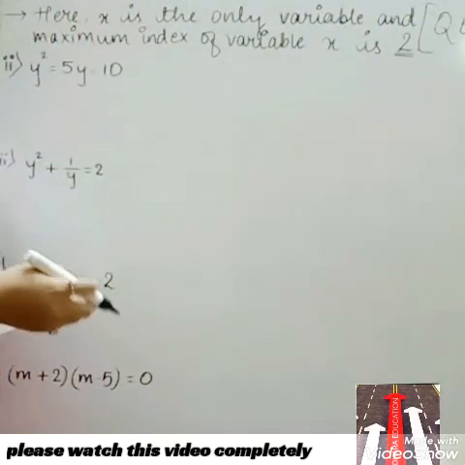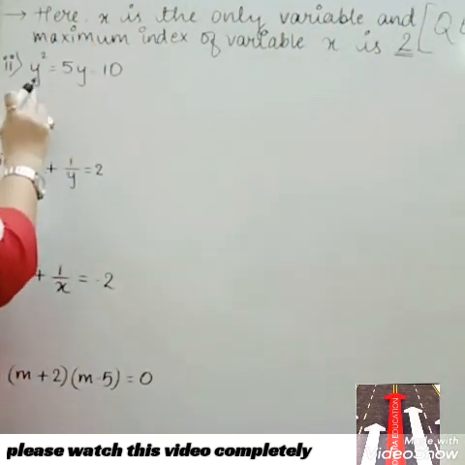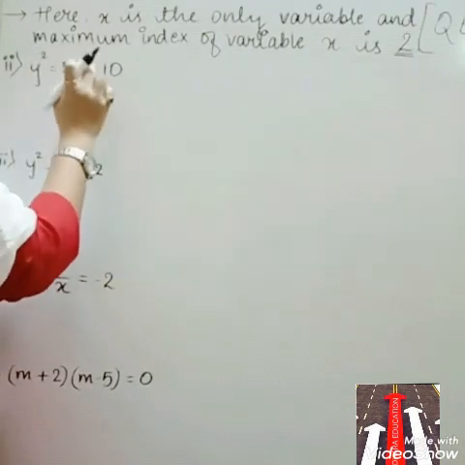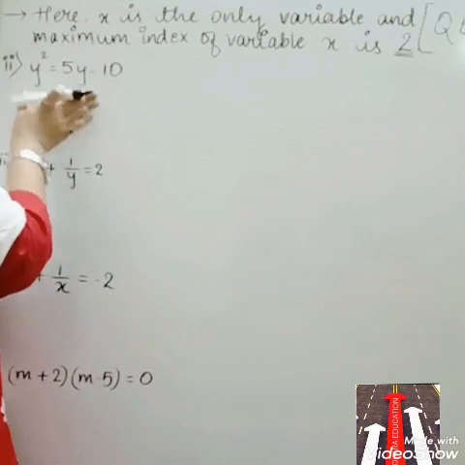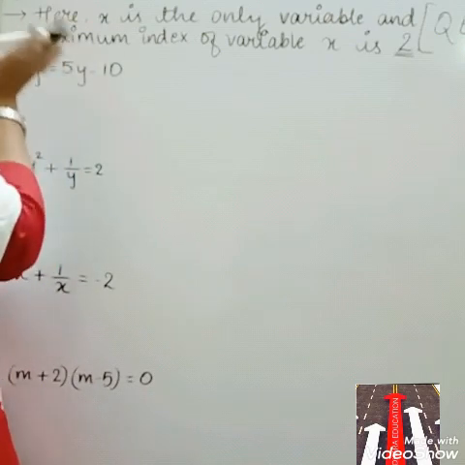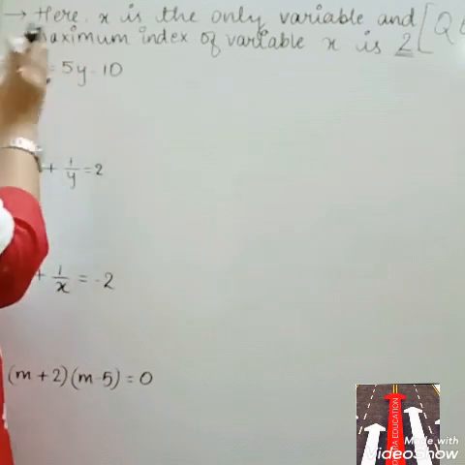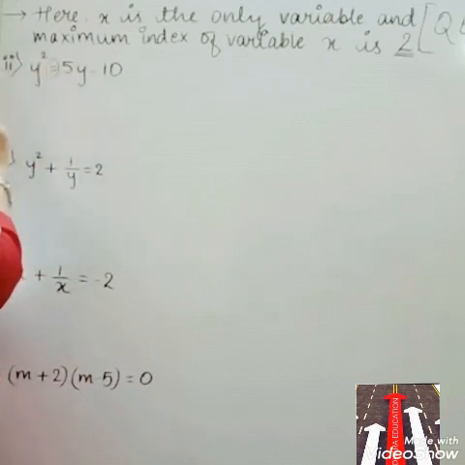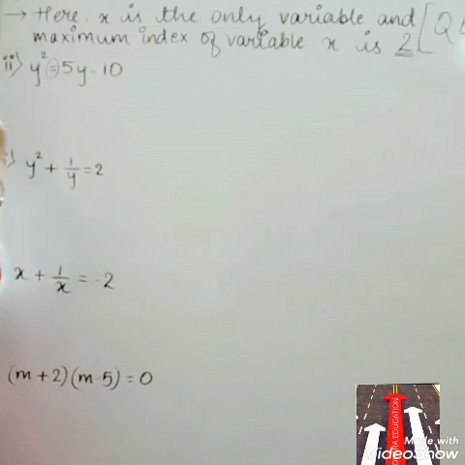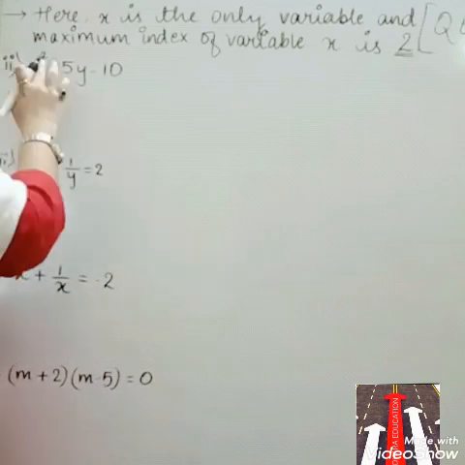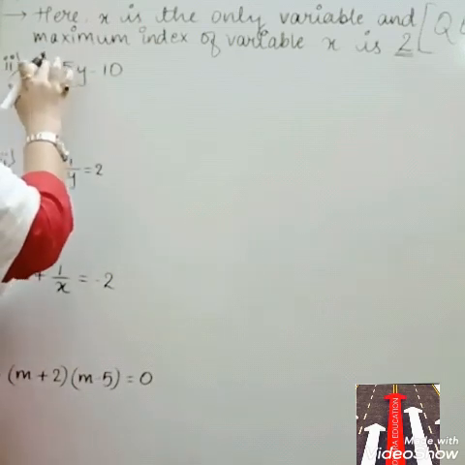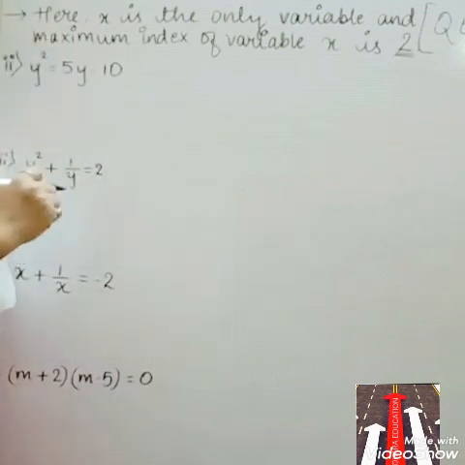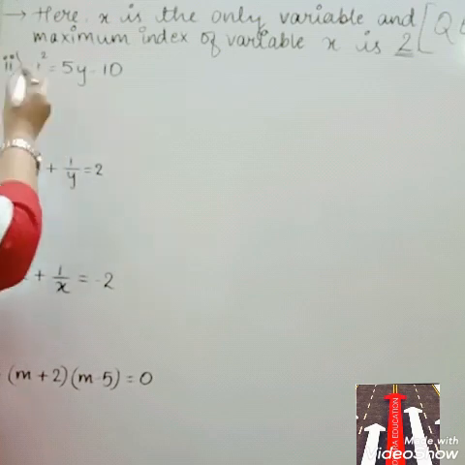So let's continue, students. y square is equal to 5y minus 10. Here we have to rearrange all the terms because the equals sign is in between them. In this matter we have to rearrange all the terms in their proper places. So let's start.